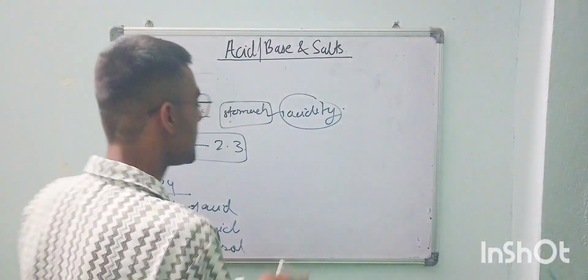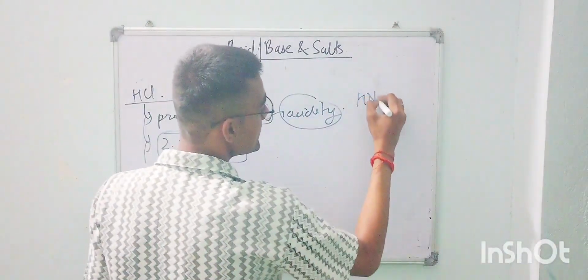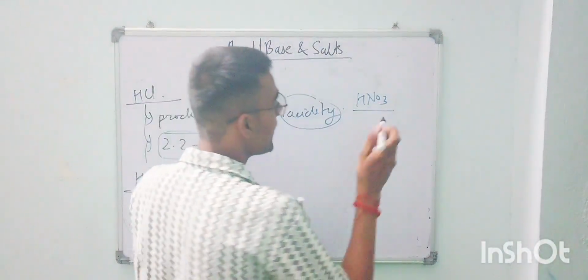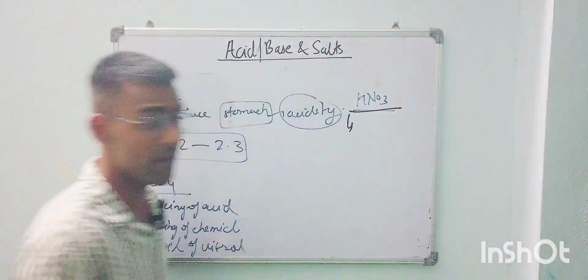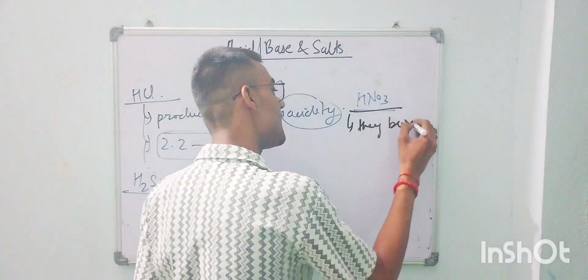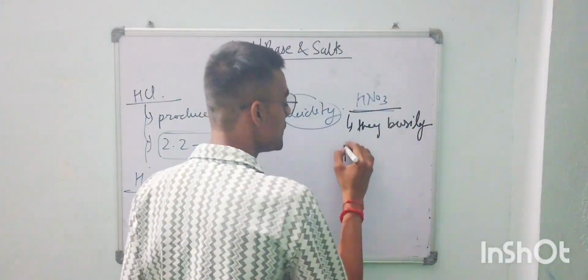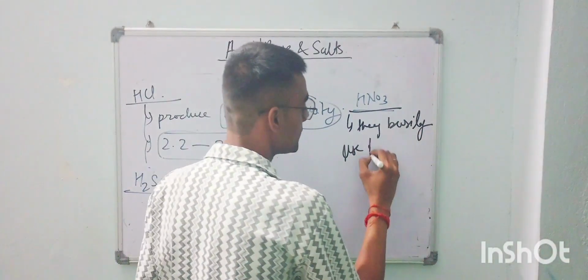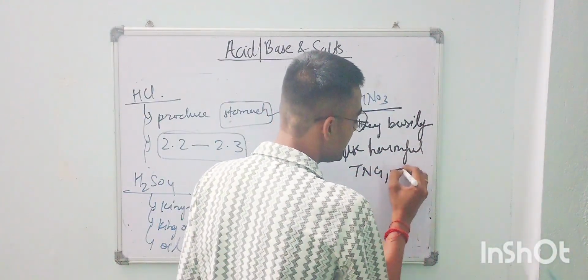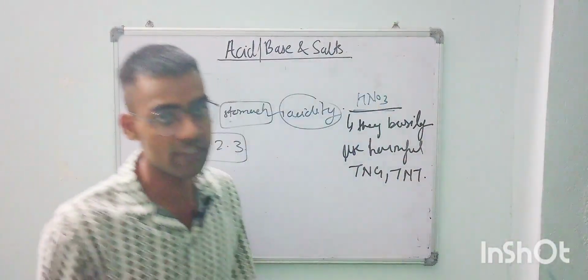The next one we are talking about is HNO3, nitric acid. Nitric acid is used in harmful products, basically explosives. For example, we can say TNT. They are basically used in that.